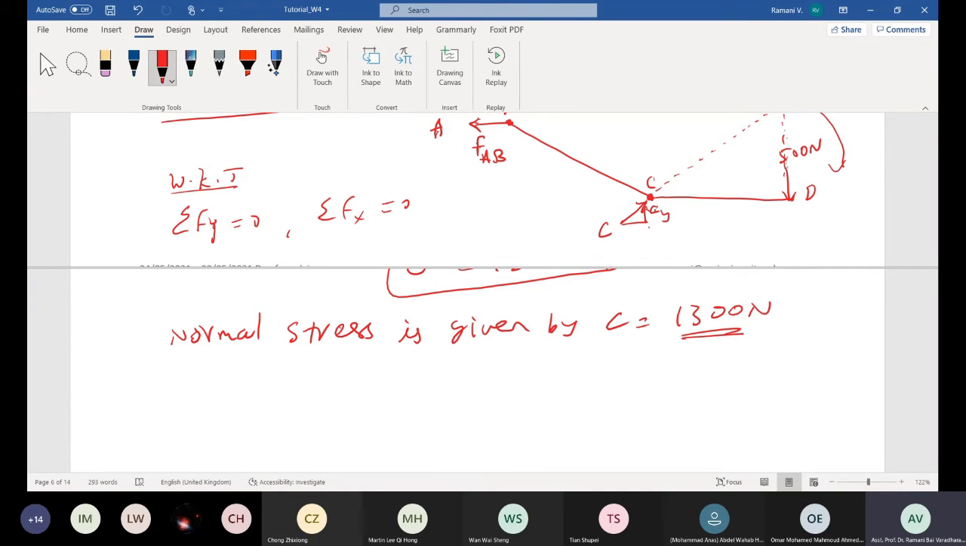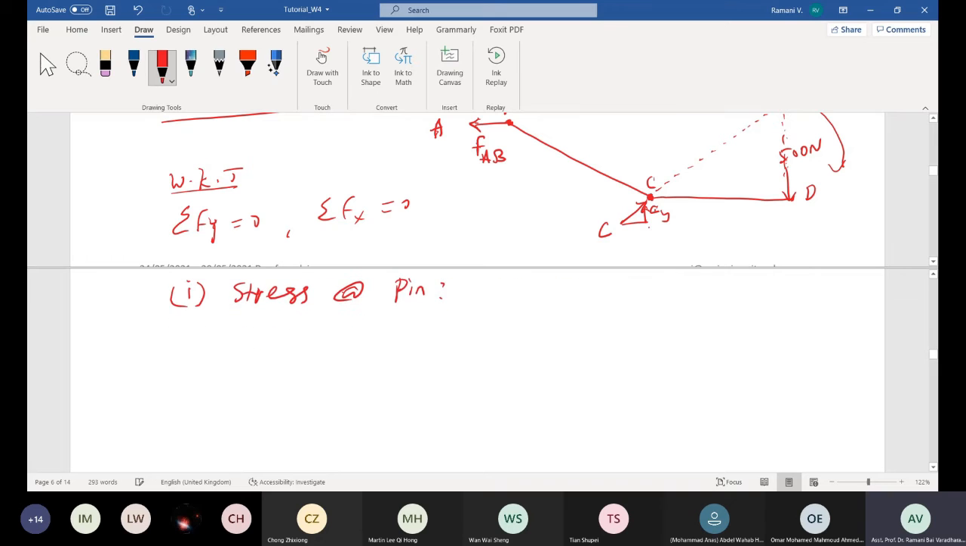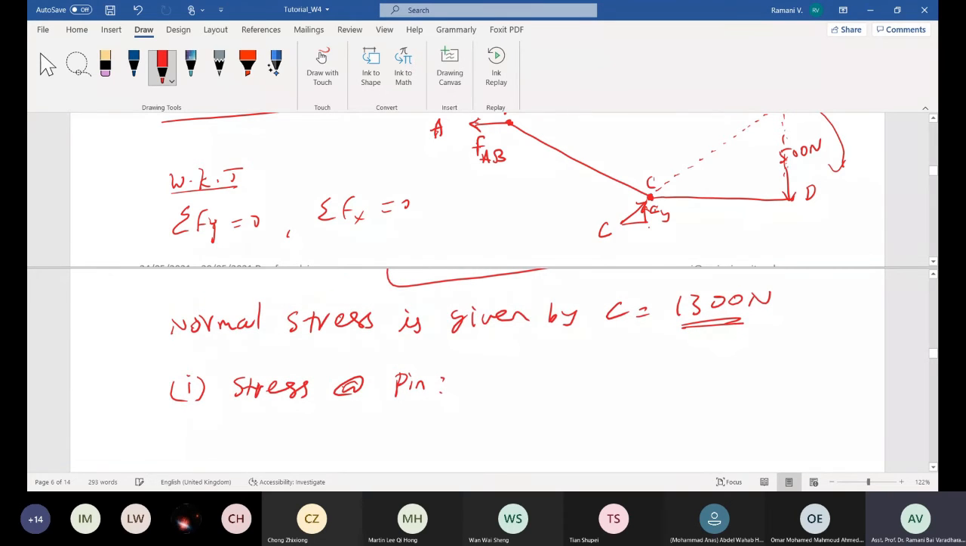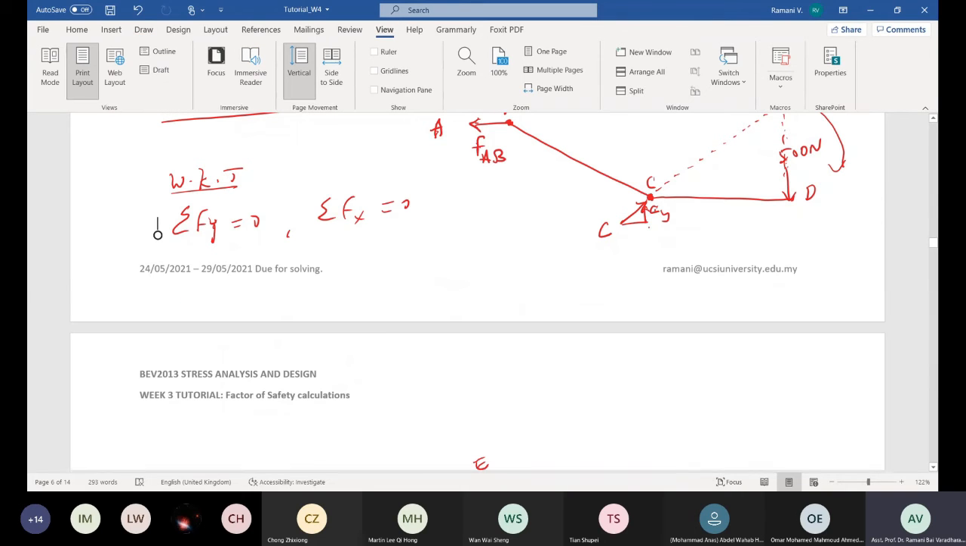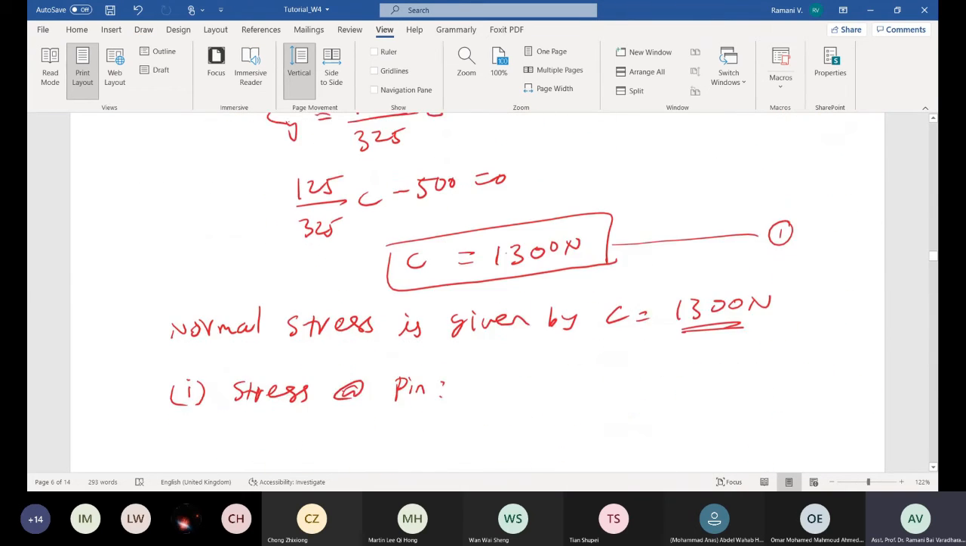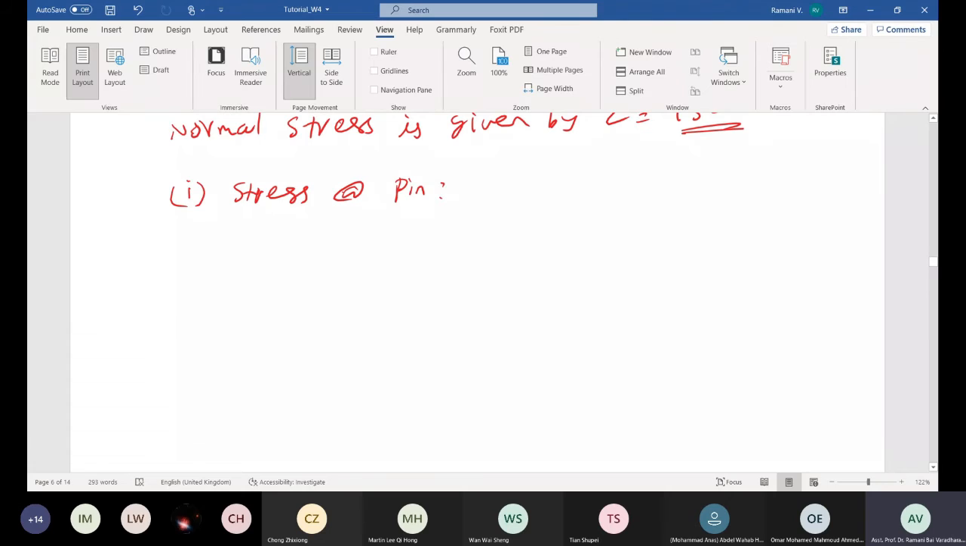Now we can find the stress for different components. We can find number 1, stress at the pin, stress at the bracket, stress at the pedal. Start with stress at the pin, normal stress at the pin. Let's find number 1. Having known the load, I can calculate all the other answers. Let me remove this. Start from the pin. What is given to you?